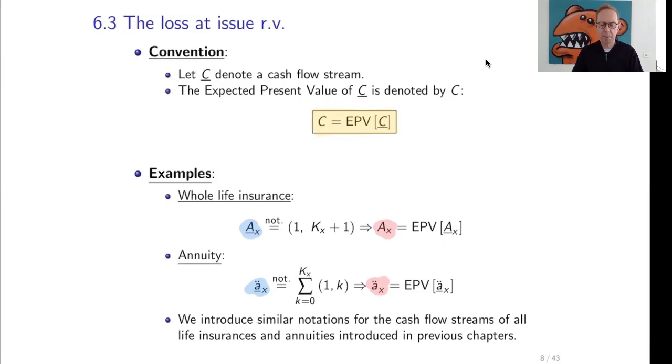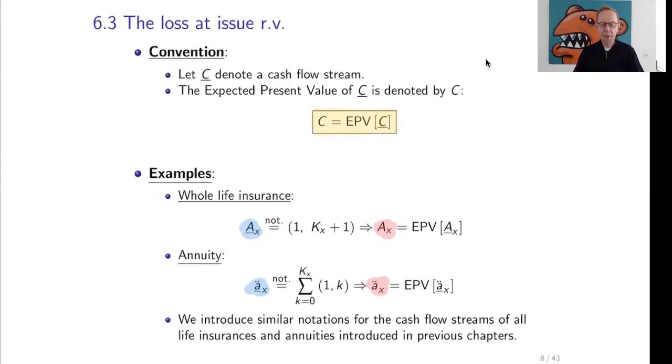Let us have some examples. A_x underlined, that's a new notation, but we have already A_x. A_x was the actuarial value of a whole life insurance. Well, A_x underlined is the underlying cash flow of this whole life insurance. So A_x underlined is a notation for a payment of 1 at the end of the year of death of the insured, so at time K_x plus 1. If we do not underline A_x, then we have the actuarial value of this cash flow.